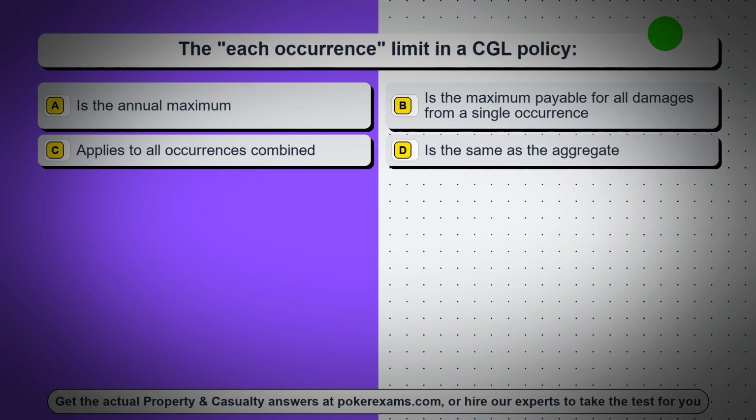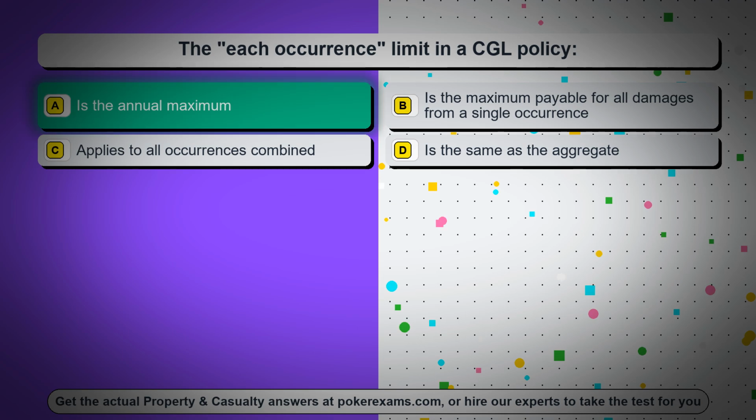Question 78. The each occurrence limit in a CGL policy. Option A, is the annual maximum. Option B, is the maximum payable for all damages from a single occurrence. Option C, applies to all occurrences combined. Option D, is the same as the aggregate. The correct answer is option A, is the annual maximum.